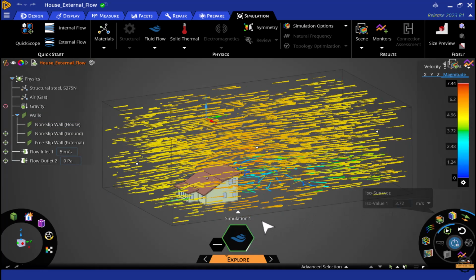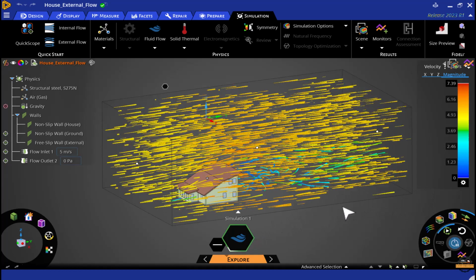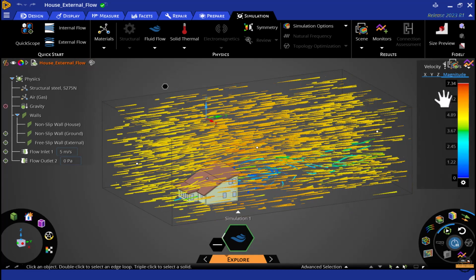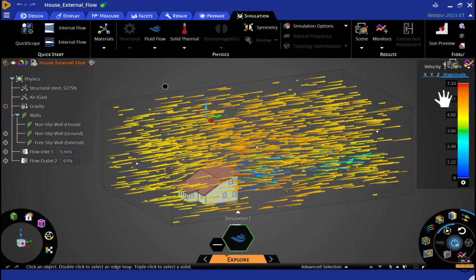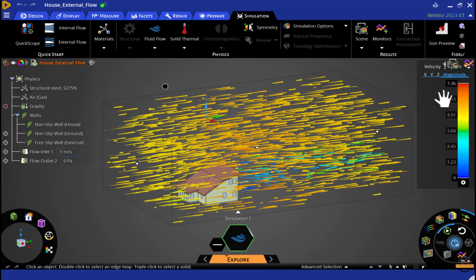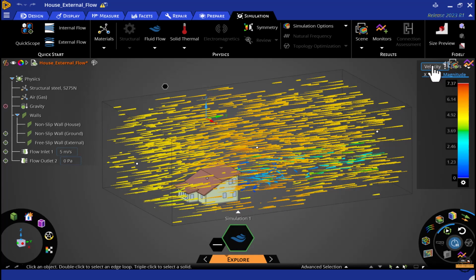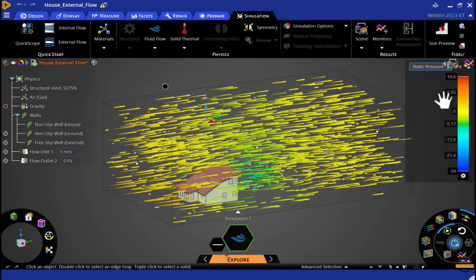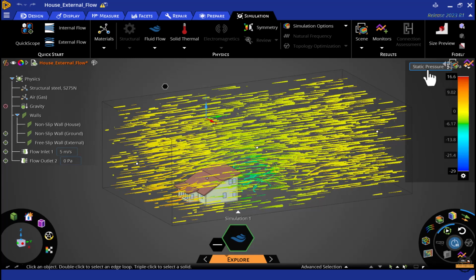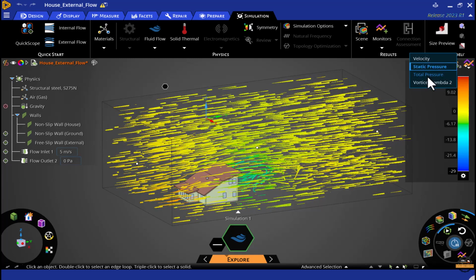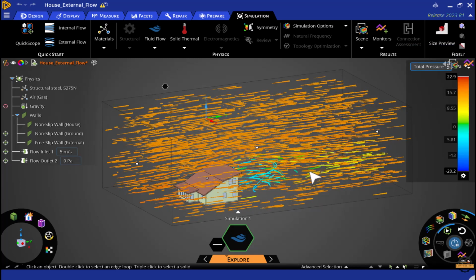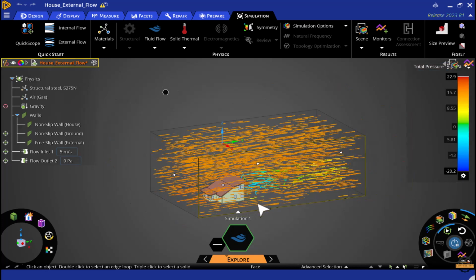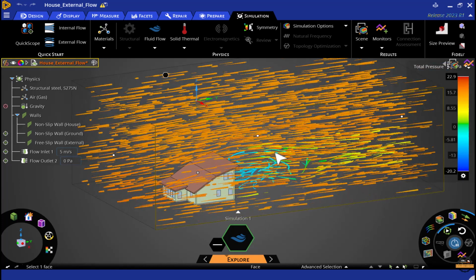So here we can see the velocity, the magnitude of the velocity, how the velocity is flowing. The maximum magnitude we are getting here is 7.36. So here we can see the velocity value, we can see the static pressure values, and we can also see the total pressures on the building, how the total pressure is acting on the model.